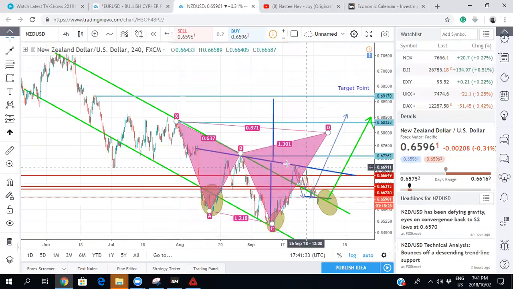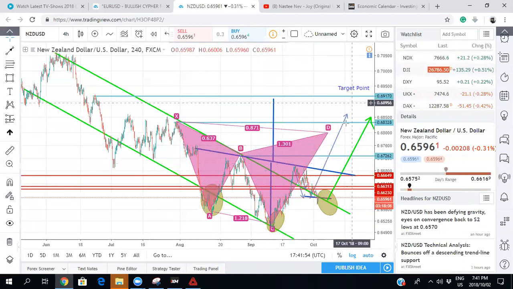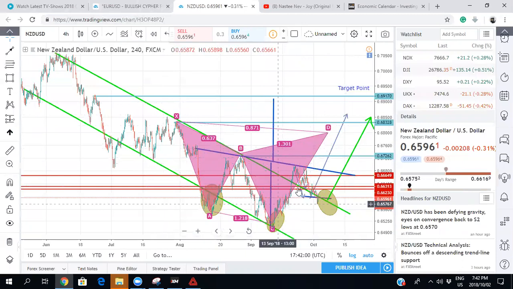Initially, it was a triangle within a butterfly pattern, and now it's going to be a head and shoulder within a butterfly pattern, and all of them are confirming towards the upside, right? As you can see, your head and shoulder there.